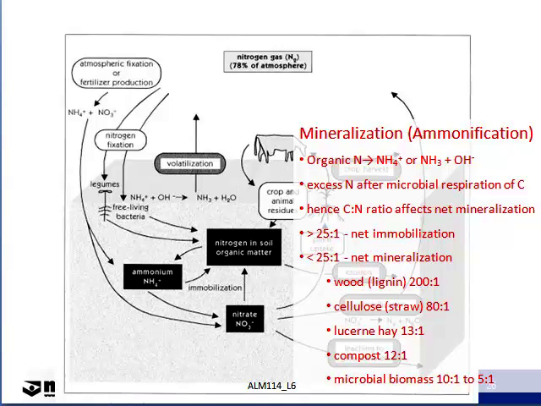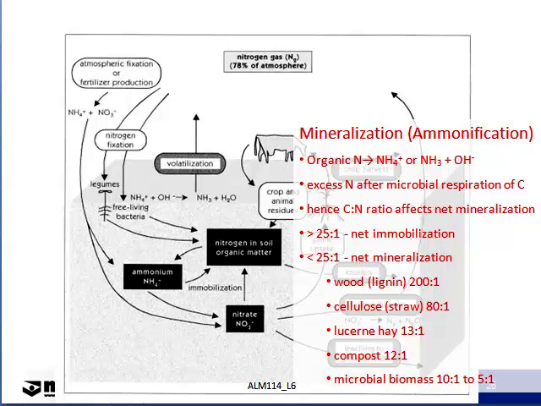During the process of mineralization, most of the organic matter is first converted into ammonium, NH4+. The process that breaks down the ammonium, NH4+, to nitrate, NO3-, by nitrifying bacteria is called nitrification. This process is very important because nitrate is readily available for use by crops and microorganisms. Nitrates are very mobile in the soil.